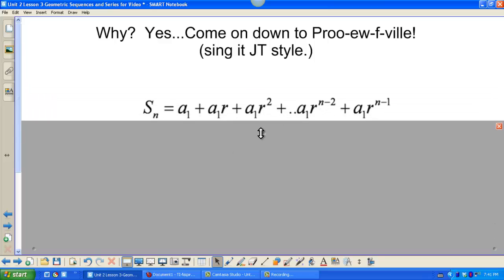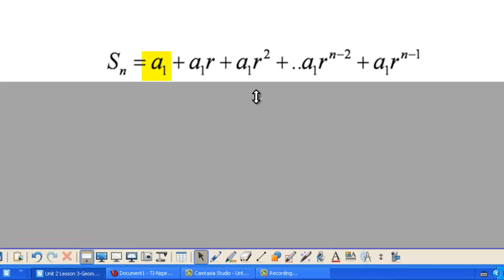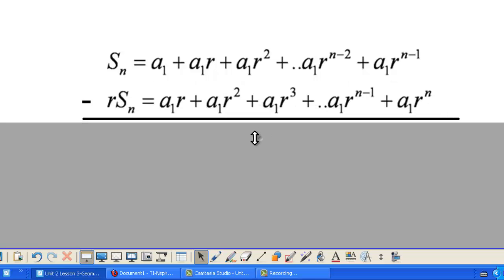So here we go. All right, we're going to start with a geometric sequence. A sub 1 is the first term. Then I get the second term, a1 times r, by taking the first term times the common ratio. I get the third term by taking the first term times the common ratio squared, and so on. Now, what if I multiply each of those terms by an additional r? So I'm going to multiply the sequence by r. And now I am going to subtract those sequences.